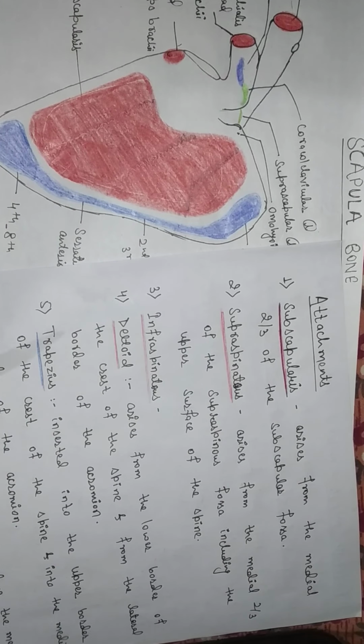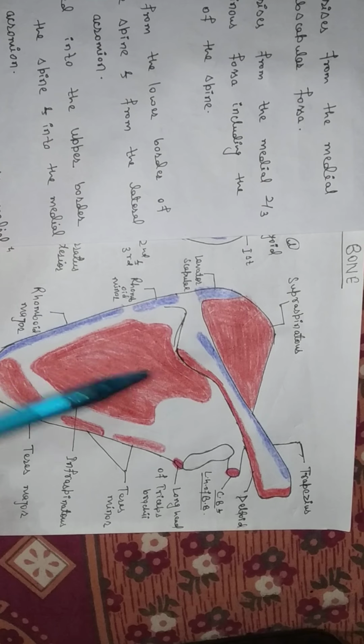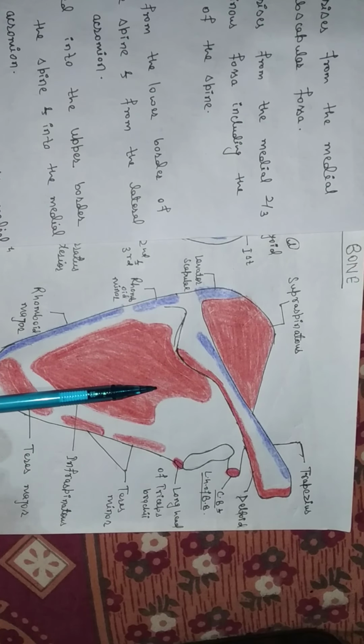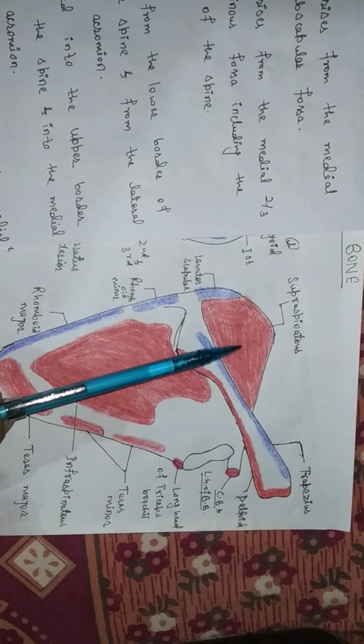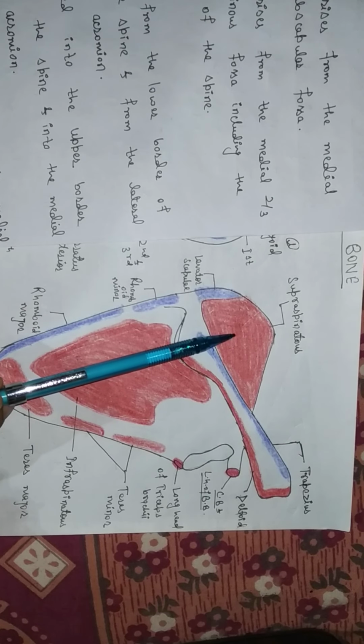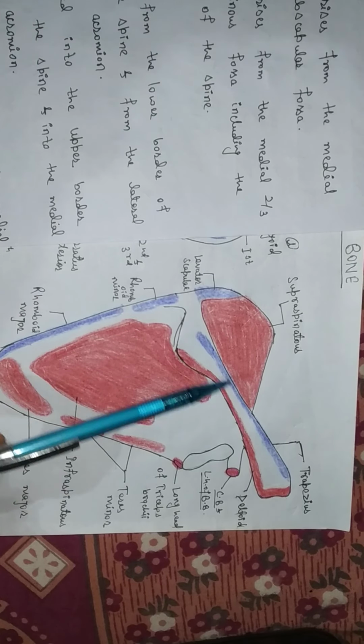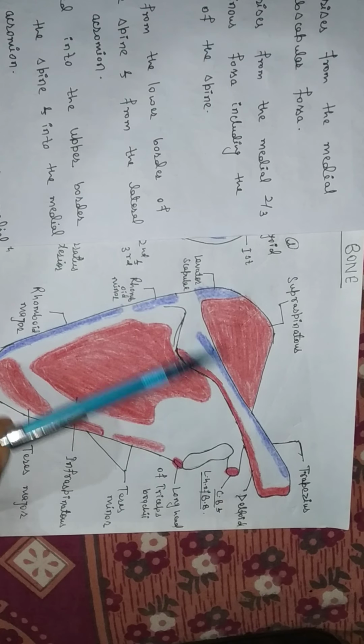After that, the supraspinatus and the infraspinatus. This is the supraspinatus fossa in the dorsal surface, and this is the infraspinatus fossa in the dorsal surface. So, from the supraspinatus fossa, the supraspinatus muscle arises from the medial 2/3 of the supraspinatus fossa, including the upper surface of the spine. This is the spinous process, including the upper surface of the spine.